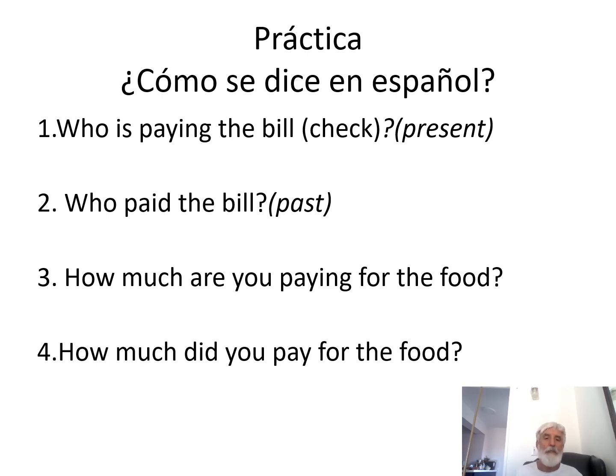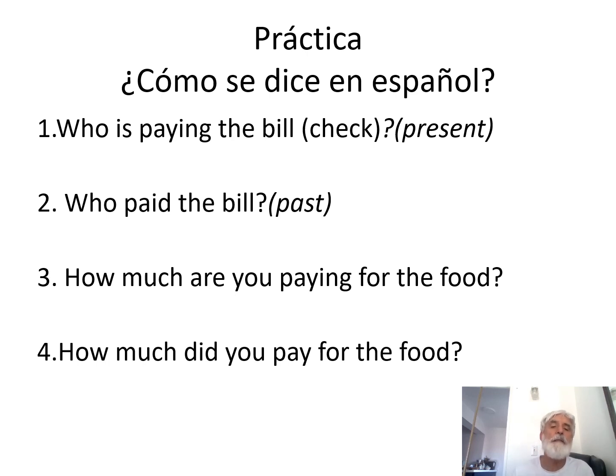Okay? ¿Cómo se dice en español? How do you say this in Spanish? And you should know how to respond to these. Let's take a look. Notice that the first one is asking us, how would you say in Spanish, who is paying the bill? Chapter 6 deals with eating out, not just food, but eating out at restaurants. And we will be learning, make sure you familiarize yourself with the vocabulary.